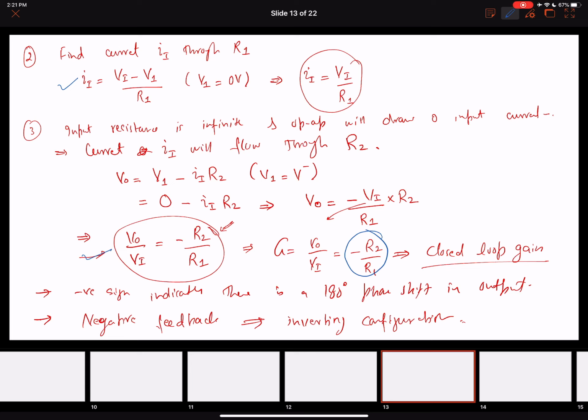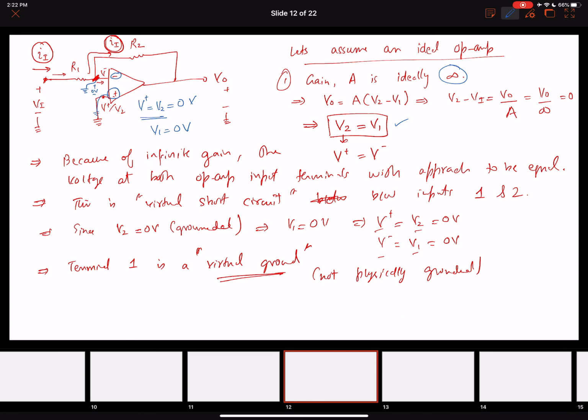In the next lecture, we are going to very quickly make another derivation of what will happen to the value of the closed loop gain if our open loop gain is not infinite. For an ideal amplifier, we said that our value of A is infinite. What will happen if this is not infinite? So we will derive another expression for the gain of the inverting configuration when it is not infinite. We will also do one more example in the next lecture.